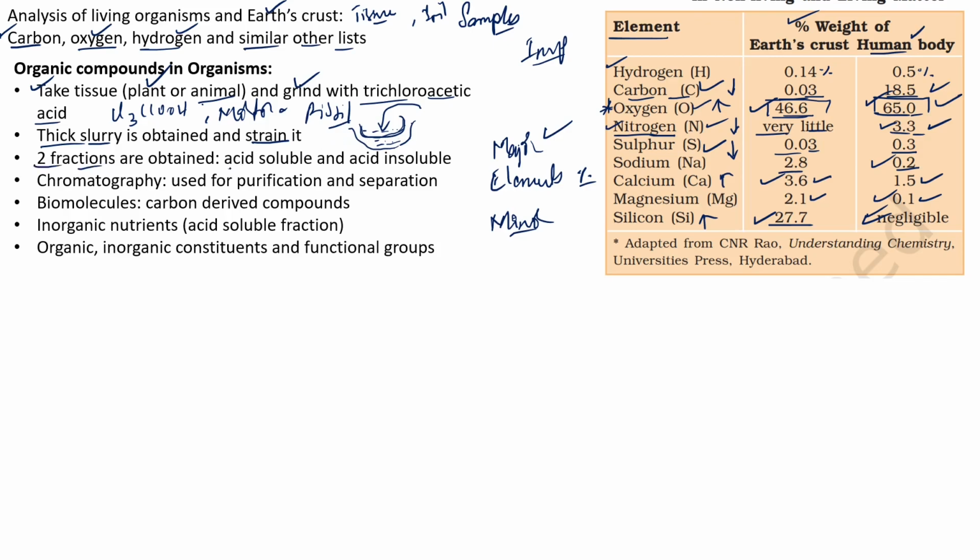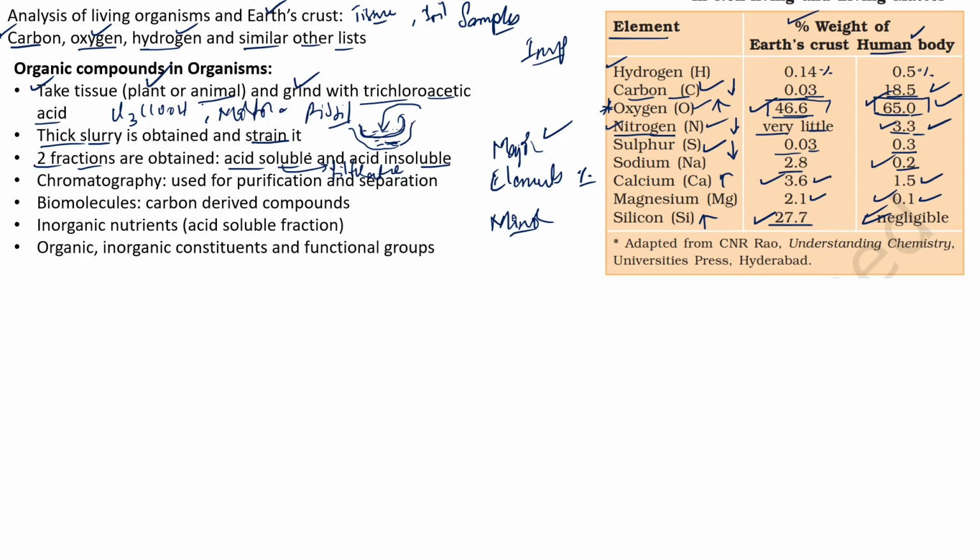The first one we call the acid soluble fraction, which is mainly present in the filtrate. Whereas the acid insoluble is mainly present in the cloth that is left behind. So why are they called acid insoluble and acid soluble?